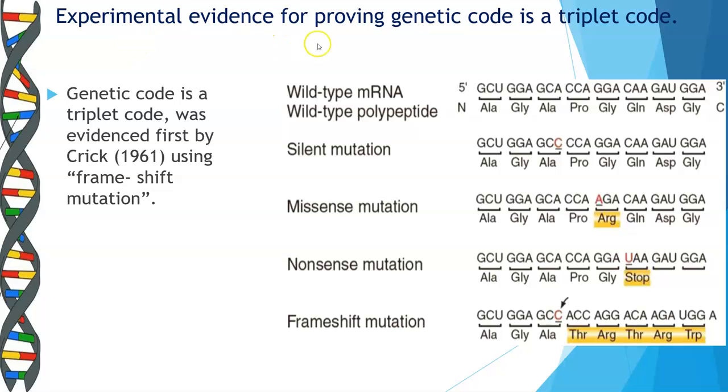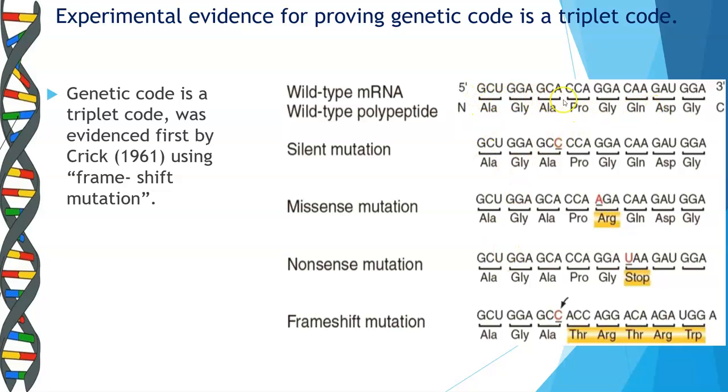Students, let us have a look at the experimental evidences for proving the genetic code is a triplet code. The first evidence for the genetic code to be a triplet code was given by Crick using the frame shift mutation method. Now there are a number of types of mutations that happen. We will just concentrate on the frame shift mutation. This is the mRNA and 3 nucleotide sequences make one codon. So you read one codon at a time and each codon codes for a specific amino acid.